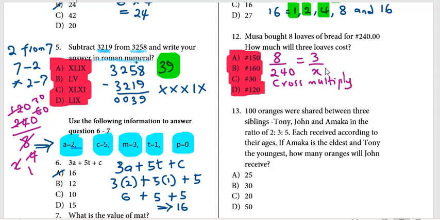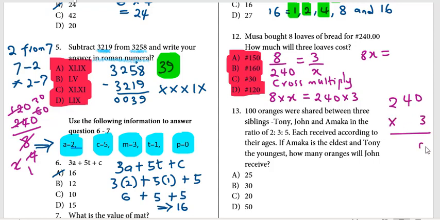If you cross multiply, you have 8 times x. So 8 times x is equal to 240 multiplied by 3. So 8x is equal to 240 multiplied by 3. We can actually do this calculation, but to save some time, I might employ my calculator.